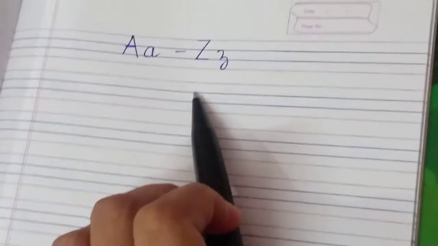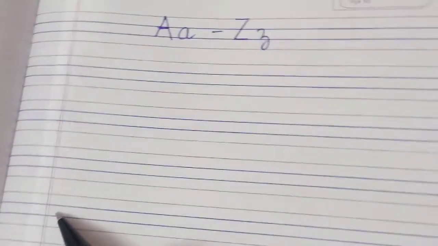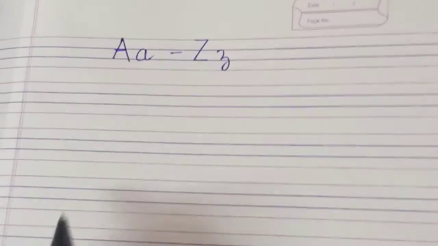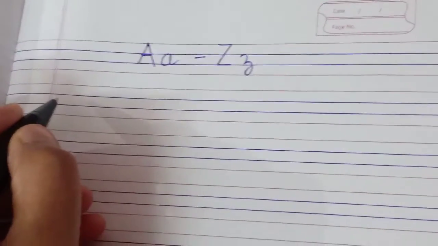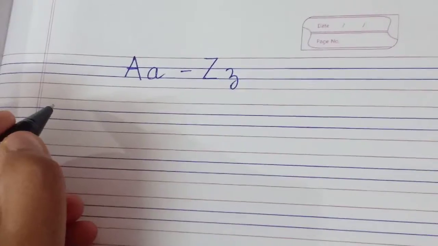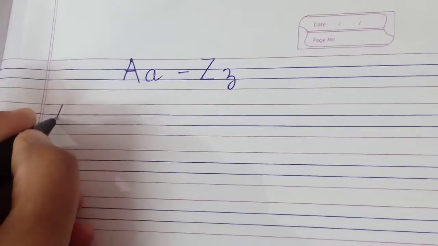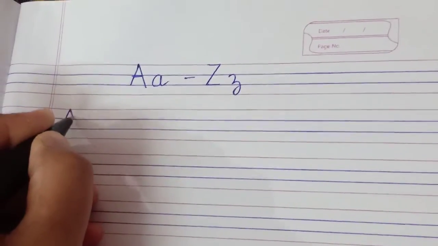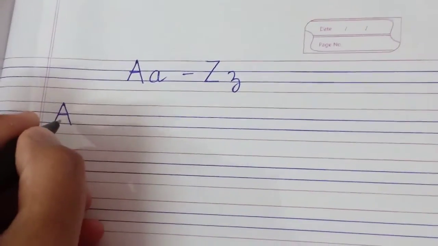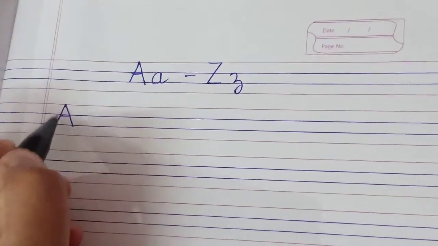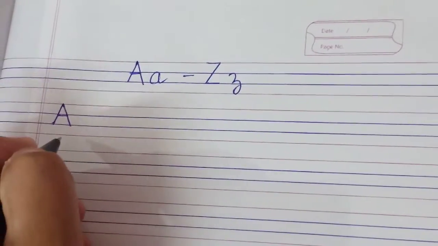Okay, so I am starting with the formation. Look at it very carefully. Okay, first letter is A. So first we will write with capital letter and then I will write it in small letter. So first of all, as you can see, this is A in capital letter. We will use these 3 lines only from the top. Okay, and we will write A like this.